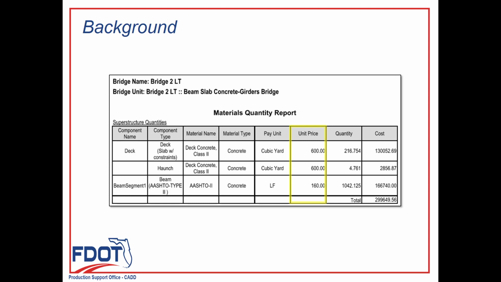The cost component in the materials quantity report is from Chapter 9 of the FDOT Structures Design Guidelines, which is the BDR cost estimating chapter. This price information can be edited as needed if you have project-specific data. So that highlighted column on your screen is the unit price, and those come from the BDR, but you can edit them if you have more project-specific information.